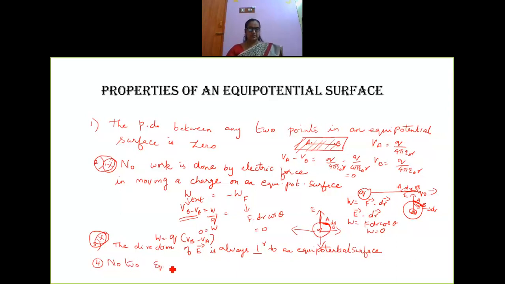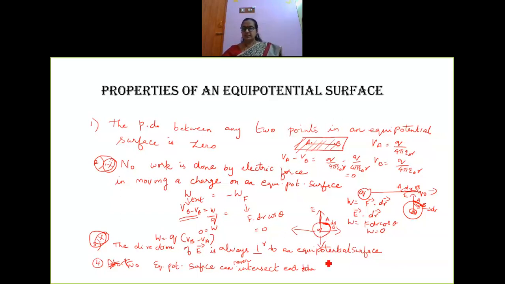equipotential surfaces can ever intersect each other. Or you can also write it as: two equipotential surfaces can never intersect each other. Okay, so I will explain this.